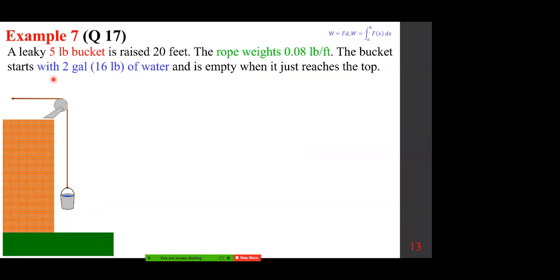The same thing for the rope. A lot of times they say the weight of the rope is negligible. If it's negligible, you don't have to worry about it. But notice what they say, the rope weighs 0.08 pound per foot. That linear density, let me write next to it. The linear density we had to calculate, they have given it to us. Linear density of the rope. And so having said that, let's quickly look at this going from 0 to 20.